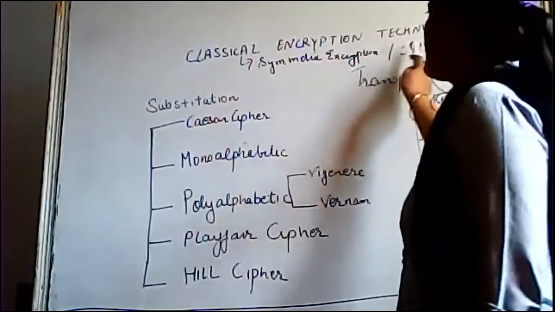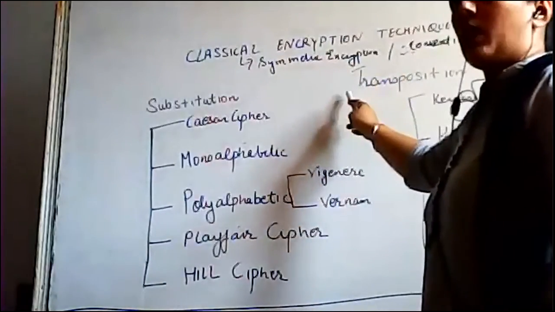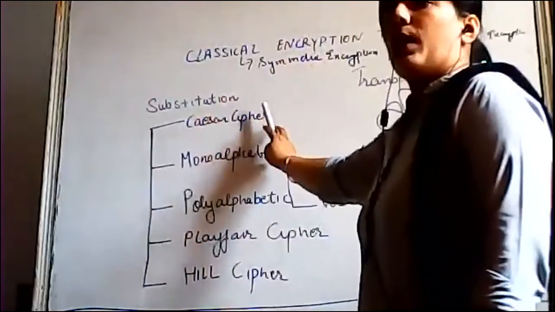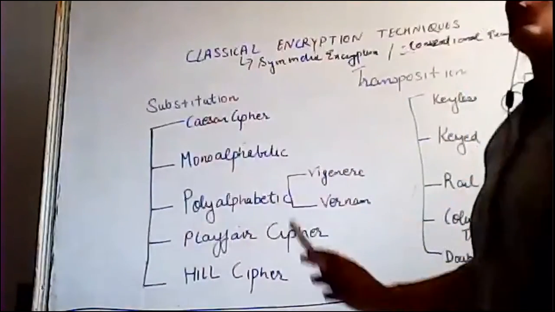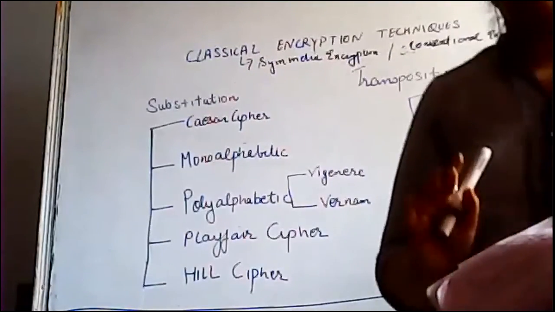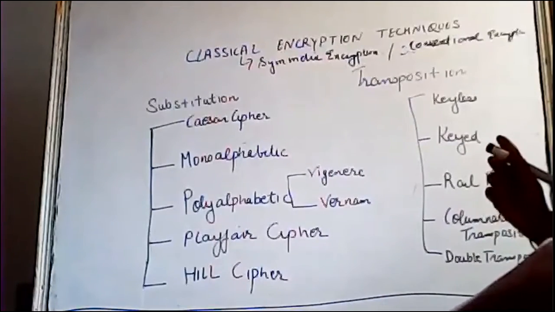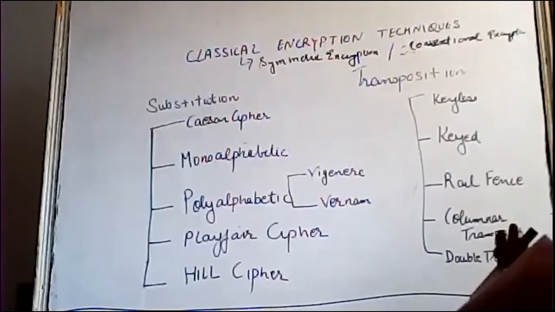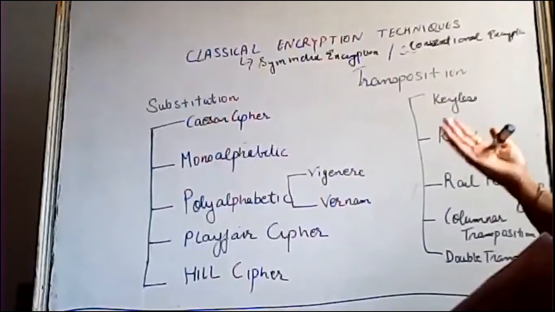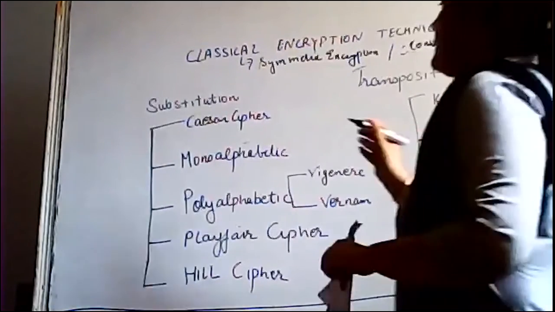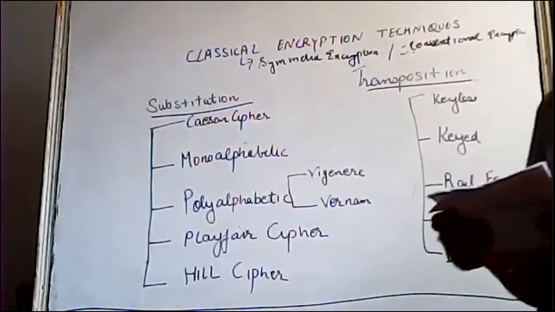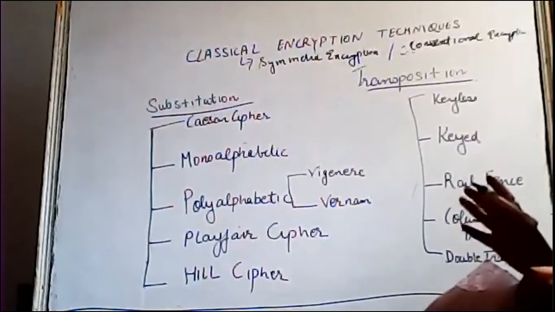So in order to implement this classical encryption technique, or symmetric encryption, we use two methods. One is a substitution method, second one is a transposition method. When we talk about the term classical encryption, that means we are using the symmetric encryption. So we are using two methods to implement it: one is your substitution method, and another is your transposition method. So what do we mean by the term substitution?